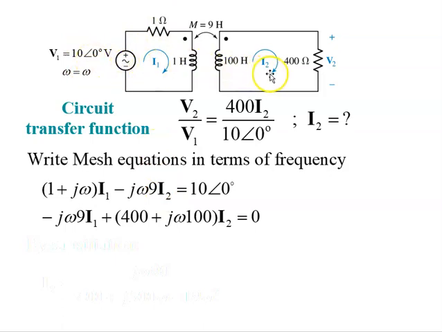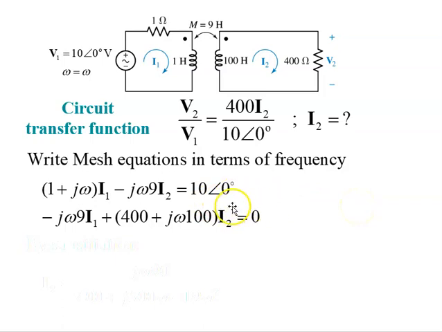And then in our secondary mesh, we have I2 flowing through in a clockwise direction, j omega 100 henries plus 400 ohms, and so that's times our I2. In our magnetically induced voltage here, we'll have the positive reference. Since I1 is flowing into the dot, it'll appear at the dot. We'll have the positive reference of our mutually induced voltage, and in the direction of our mesh current, that would be negative because we'd have the plus at the bottom, so we subtract that. So both of our mutually induced voltages are in the negative direction for our mesh equations.